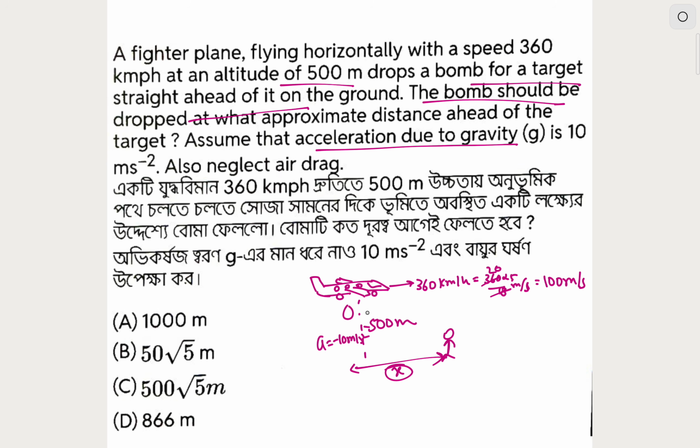So you can see that when we look at just the y-axis, when we see it falling vertically, initially it was dropped from the plane, so its u becomes 0. When you talk about the vertical motion, the total distance it has to cover is 500 meter, and the acceleration due to gravity is 10 meter per second square. So from this we can get the value of time.